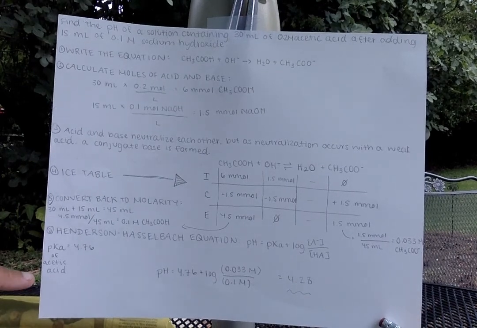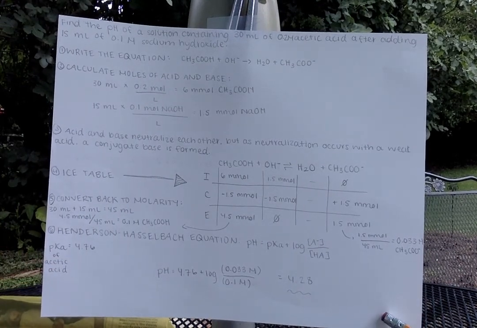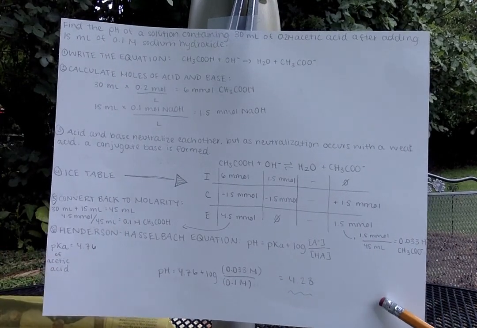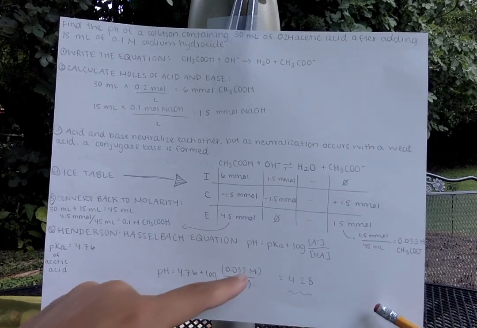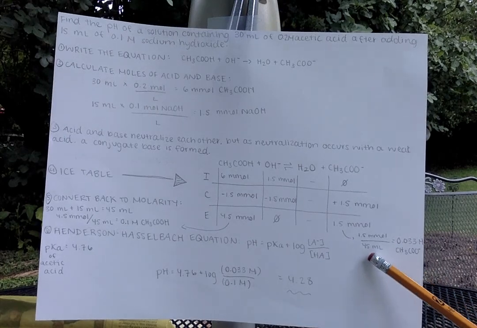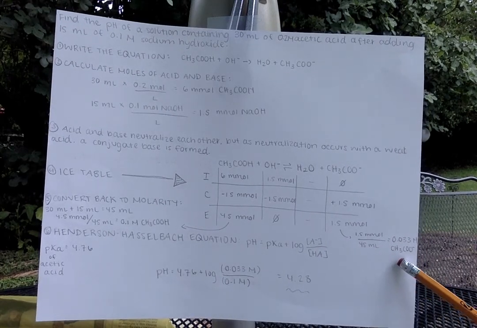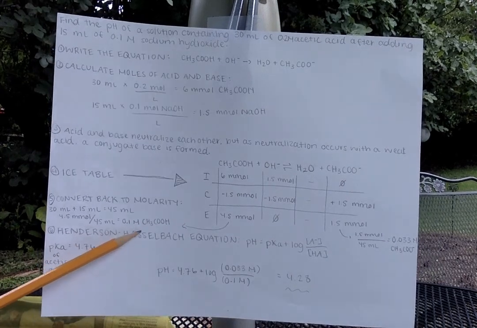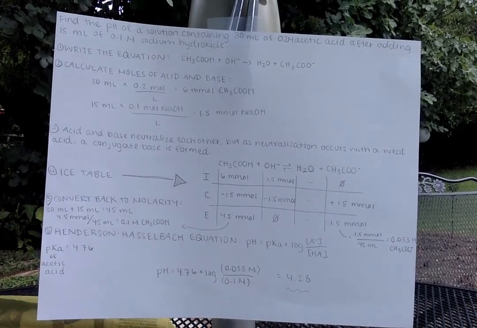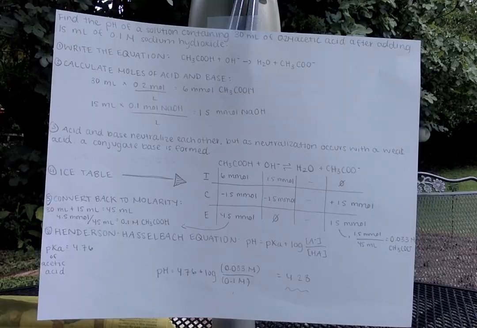And so the pKa of acetic acid is 4.76, and I just plugged and chugged and put everything into that. So you get 4.76 plus log of 0.033 molar, that's the concentration of this conjugate base, over 0.1 molar, which is the concentration of this acid, to give you a final answer of the pH being 4.28. Thank you.